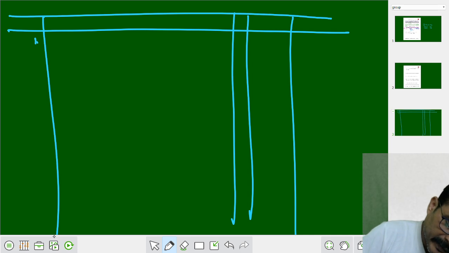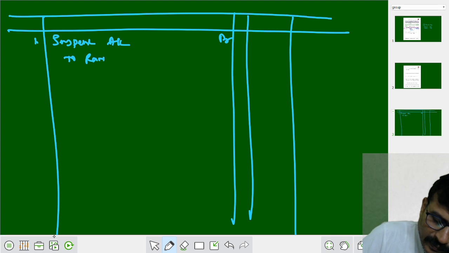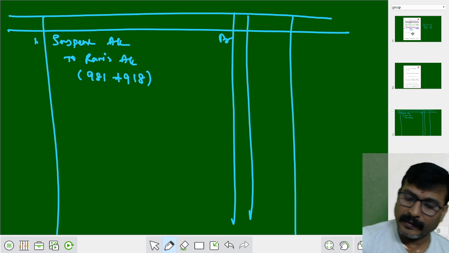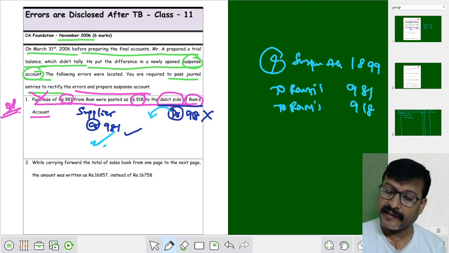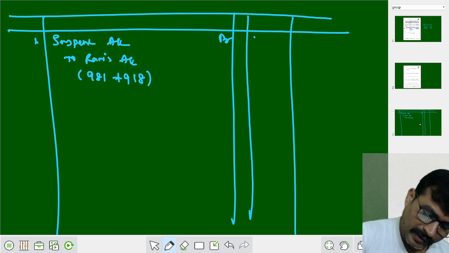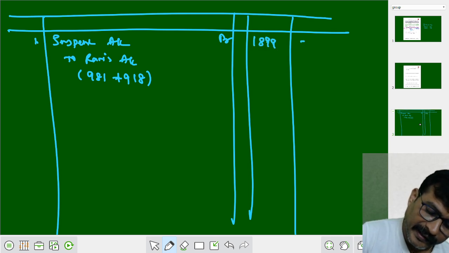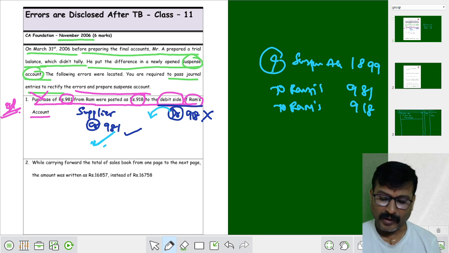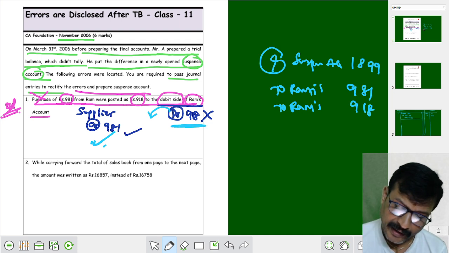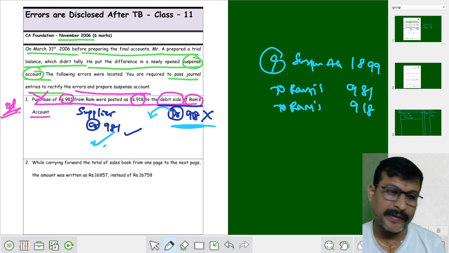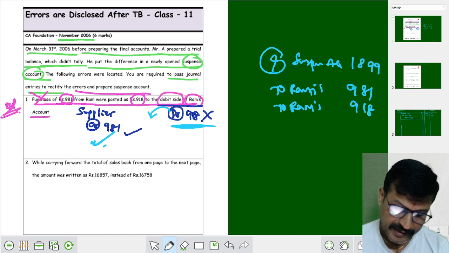Number 1: suspense account debit to Ram's account. How much amount do we have to take? 981 plus 918. Am I right? 981, 918. What is the total now? 1899. Being what narration do we write? Being wrong debit to Ram's account is rectified. I hope my dear students you got it. Right? See the next one.